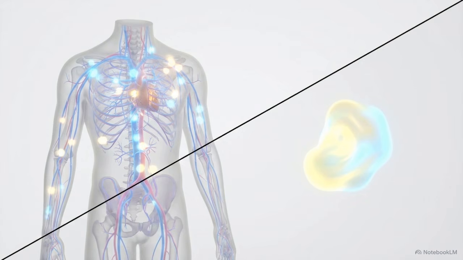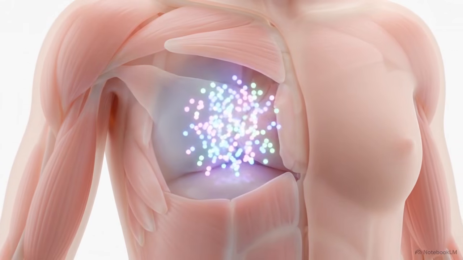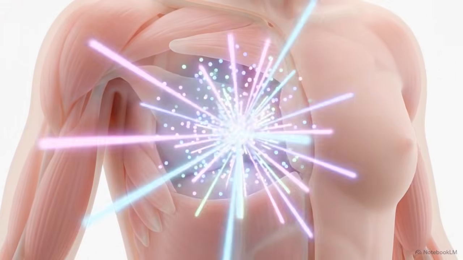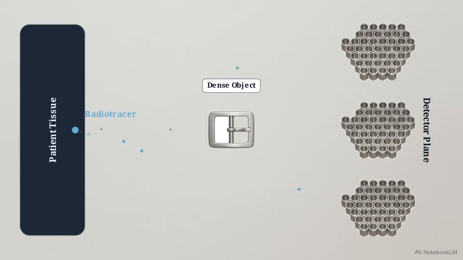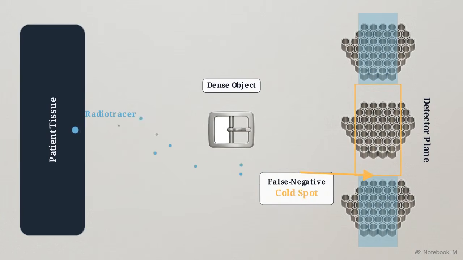After the tracer distributes, it decays and emits gamma photons that must travel from deep inside the internal tissue outward to the camera. This diagram illustrates attenuation. When an emitted photon strikes a dense external object worn by the patient, like a metal belt buckle, its trajectory is blocked. The software records a void, casting a distinct false negative cold spot directly onto the detector plane.